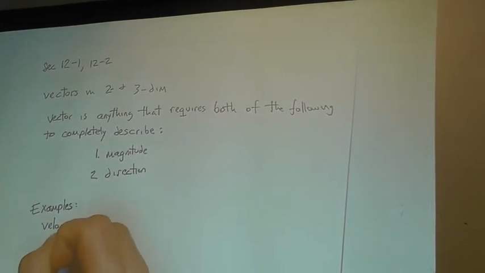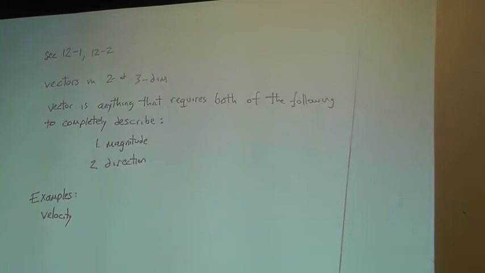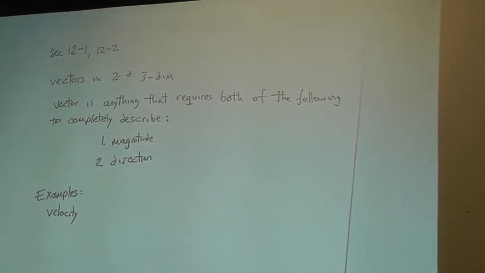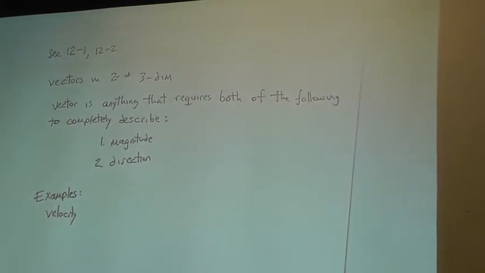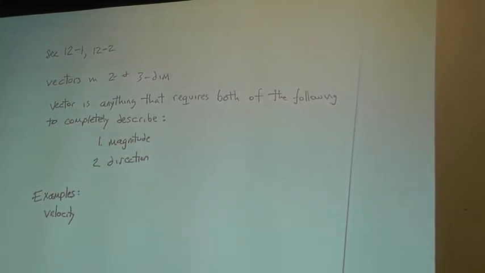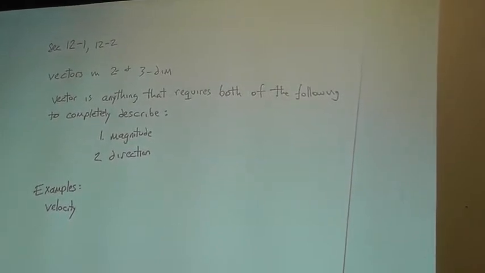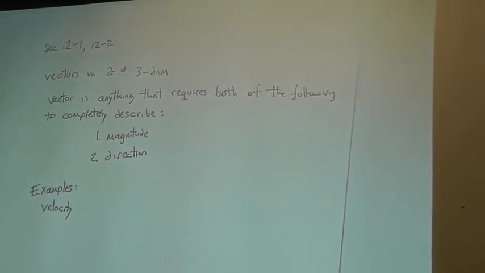Velocity. You have in your car a speedometer, which tells you your speed. It does not tell you the direction in which you're moving. You can go 10 miles an hour forward, you can go 10 miles an hour while you're backing up. The only way you can tell the difference is to look out the window.